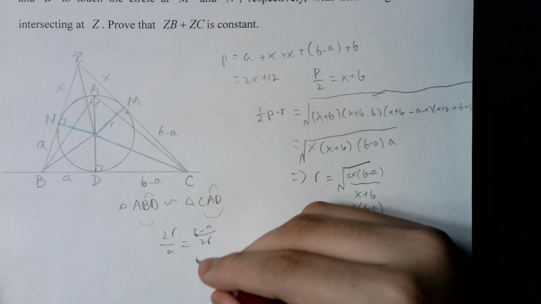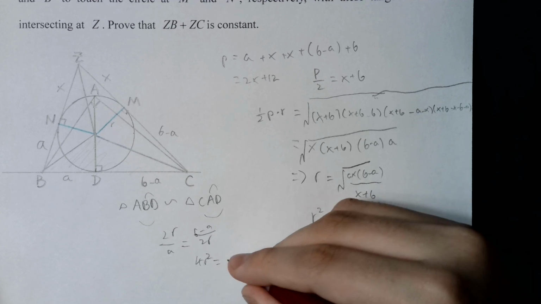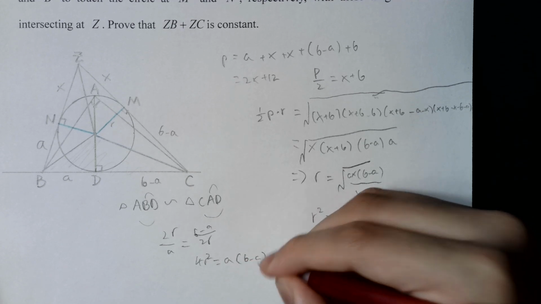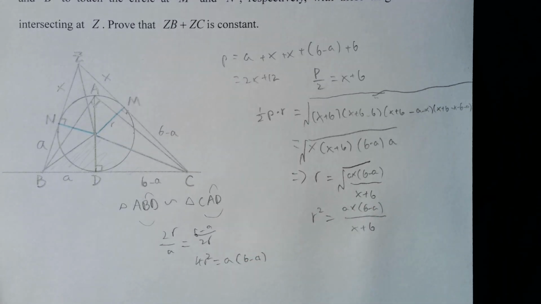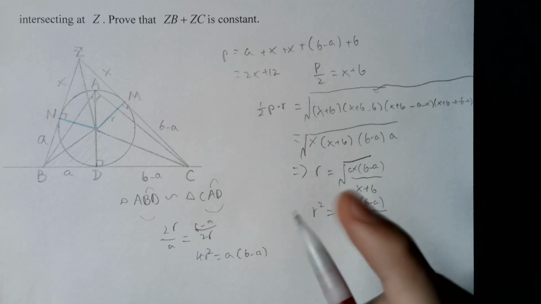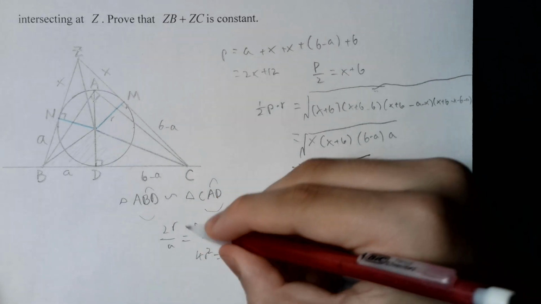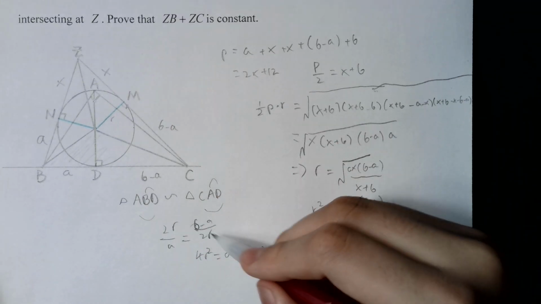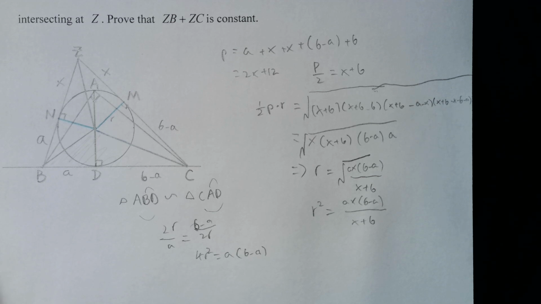And further simplifying this, we get 4r squared is going to be equal to a times 6 minus a. So what we did here was we just did a cross multiply, so this one multiplied by this one, and this one multiplied by this one is going to be equal to each other.